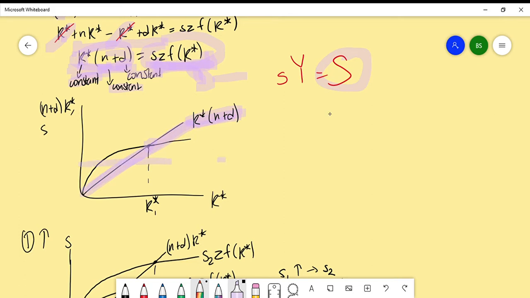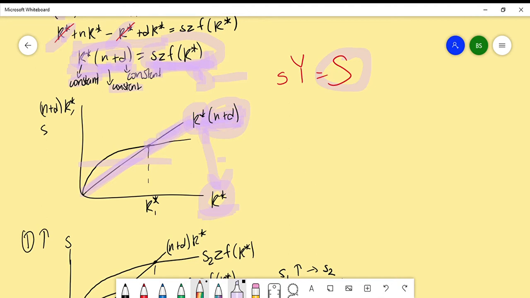Why would it be a straight line? Oh, right. It's because n plus d is basically the slope of this line, where the x is K star. So there's a K star here times n plus d. So whatever this n plus d is, that's what the slope of this line is.